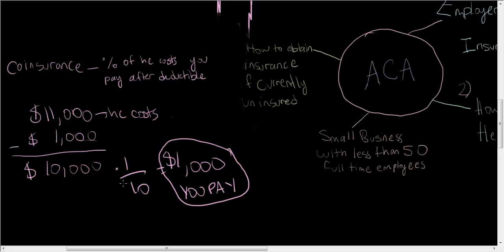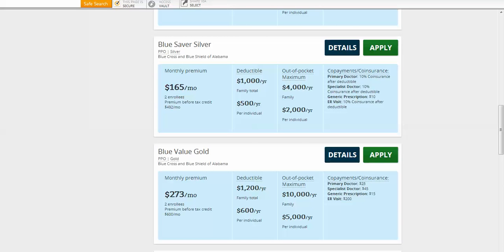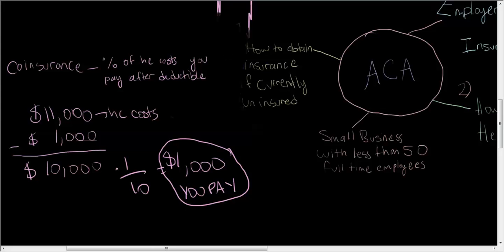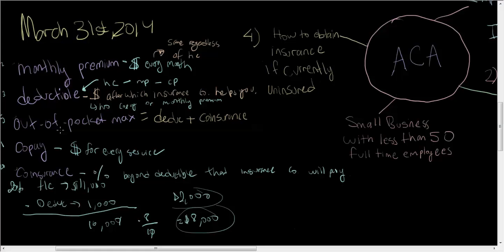out of the bill. So coinsurance, you subtract the deductible from the total healthcare cost, and the remaining number, you multiply by the percentage provided on the ACA website for your plan. And that's basically coinsurance. And then the last term is the out-of-pocket maximum. This is a really convenient number for you to have. All it is is the deductible plus the coinsurance.